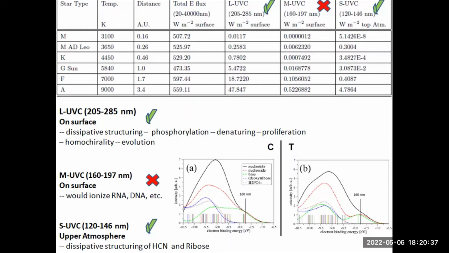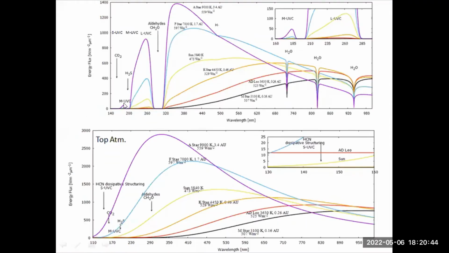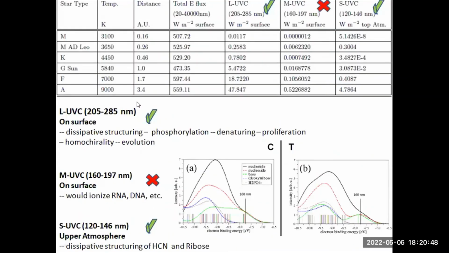And we also integrate the medium wavelength UVC range at the surface again. This is this range here, which can cause ionization. And then we do the short wavelength UVC range, which we do want, but only in the upper atmosphere, not on the surface. Okay, and that gives us these values integrated over this region of the spectrum.